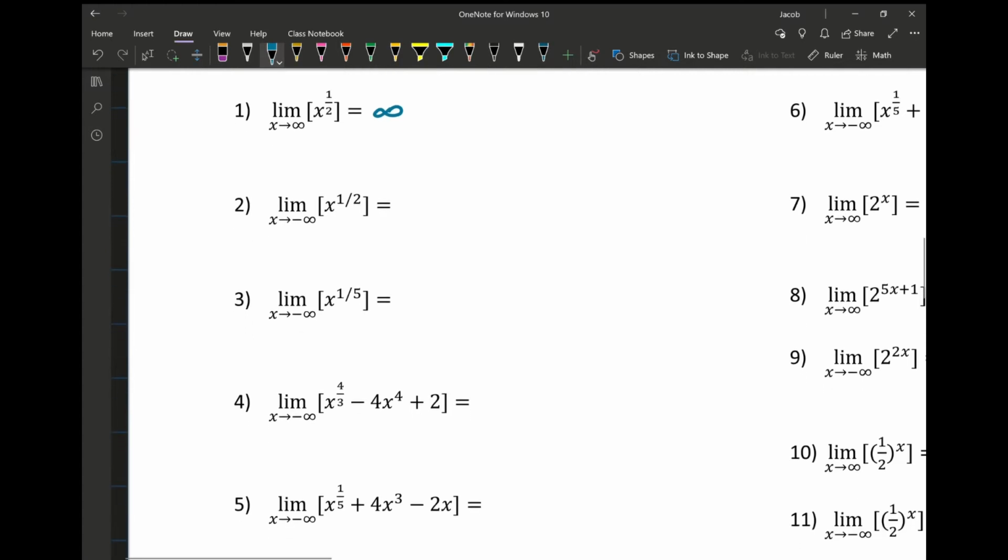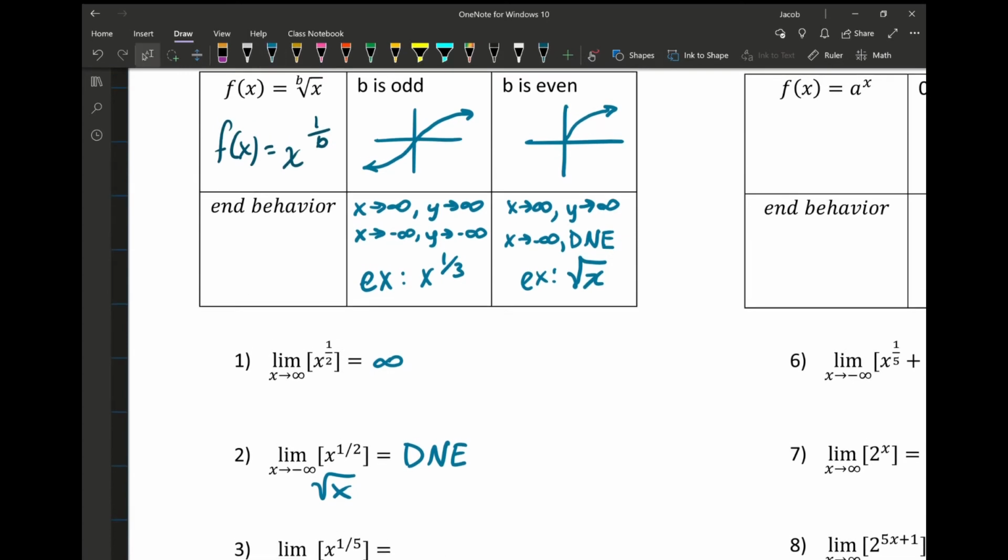For number 2, we're going to be looking at negative infinity. I've already answered this question actually. This is d and e, because this is a radical, again radical x, and we don't have anywhere to go on radical x as we approach negative infinity. There's no shape to follow, so we can't approach anything.